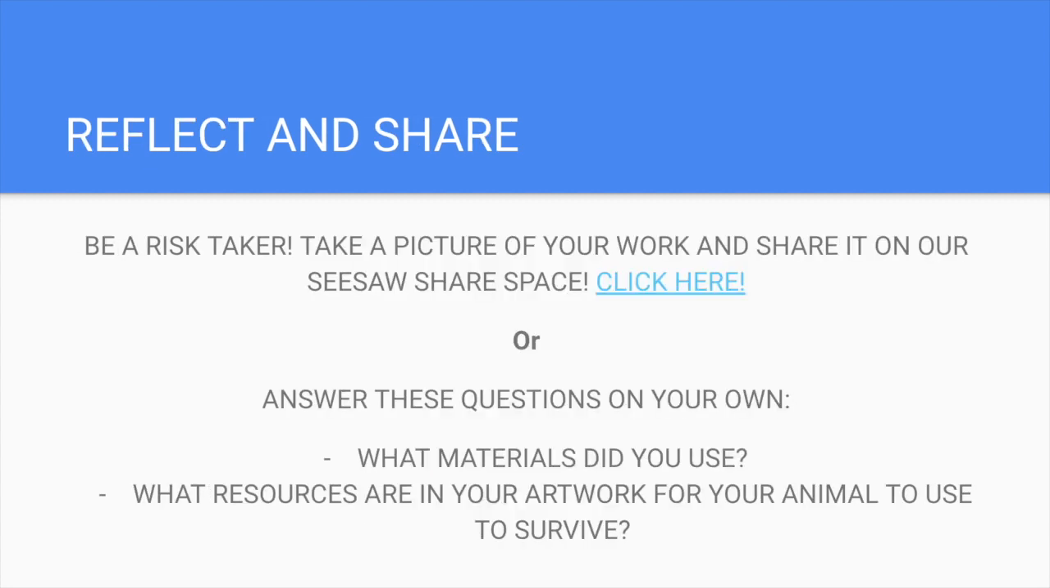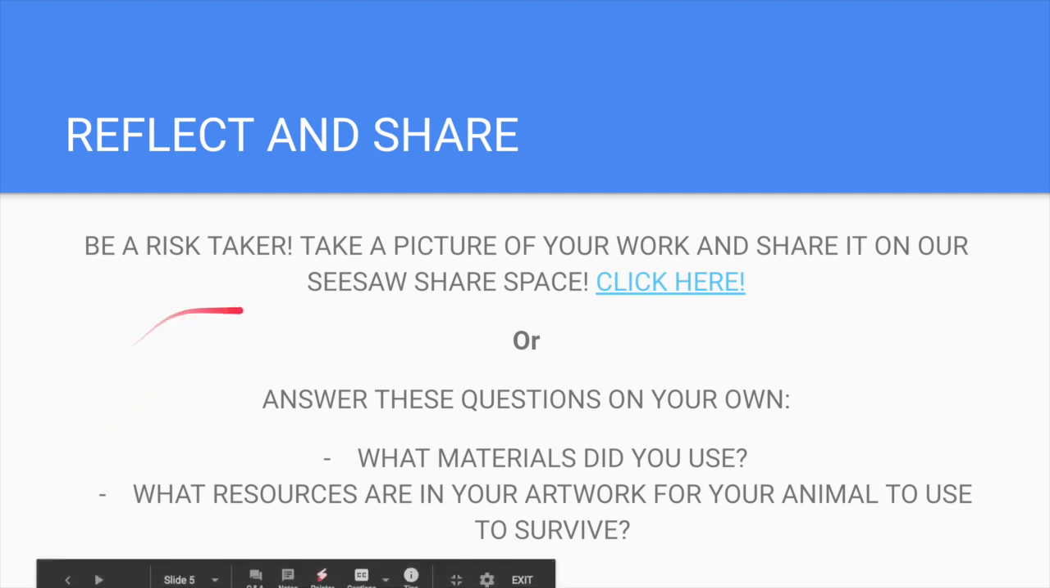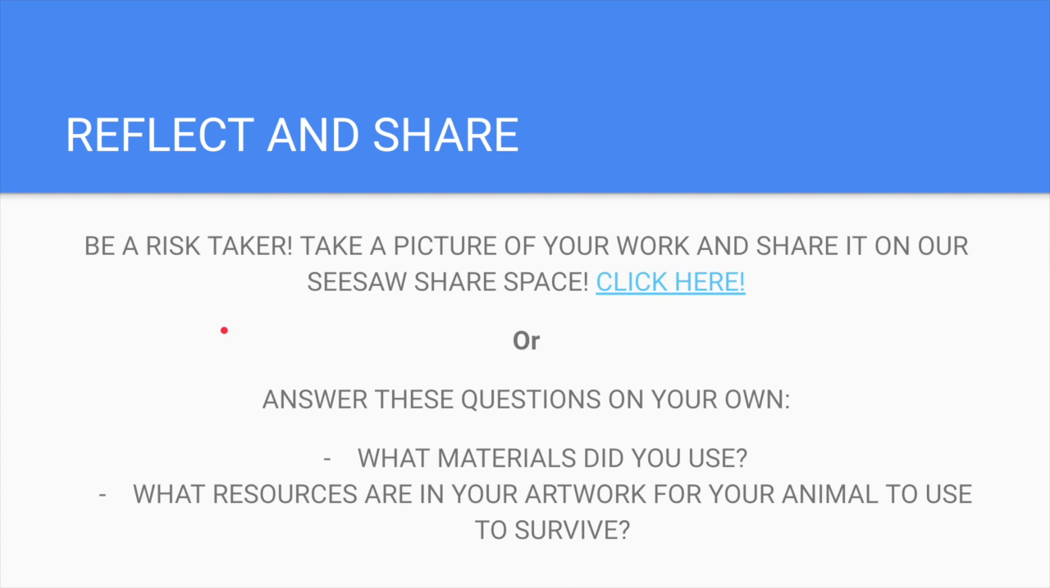Finally, I'm asking you to reflect and share. Once you're done making your artwork, I'm wanting to challenge you to reflect on your artwork. You may do so with these two choices. You may either be a risk taker and take a photo of your artwork and share it on our Seesaw Specials share space. If you click here, it'll take you straight to Seesaw where you can sign in and upload a photo. Or you can answer these questions on your own.